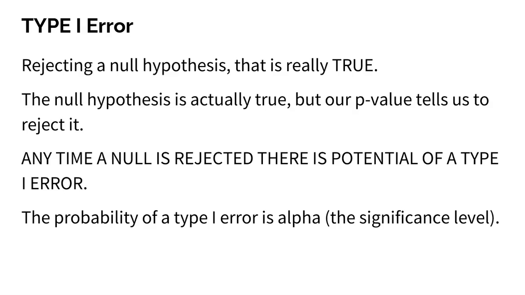It's the idea that anytime you reject a null, you hope you're doing the right thing. You're basing your conclusion on your p-value like you're supposed to, but there is a chance that the null was actually true and it should not have been rejected, resulting in a type 1 error. The probability of a type 1 error is alpha. So you do choose your significance level by choosing a significance level of 0.01. You do have a lower probability of a type 1 error.